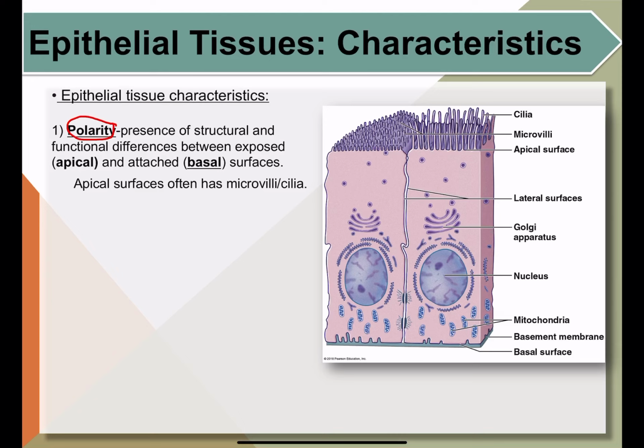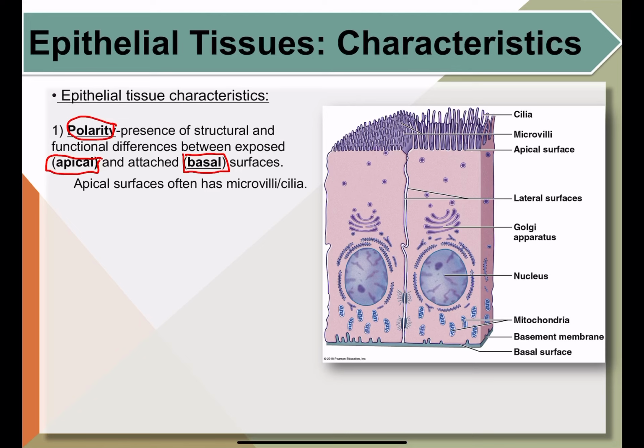Okay, and a lot of times they are not symmetrical because one is exposed to the outside surface, or the hollow space within your stomach or your intestines, while the bottom part of the cell is attached to the connective tissue underneath or the muscular layer underneath. Okay. So that's why there is always polarity with epithelial cells. The exposed surface is referred to as the apical surface, while the attached surface is referred to as the basal surface.